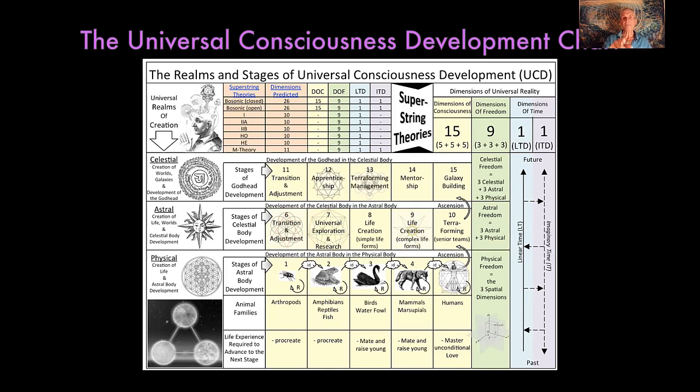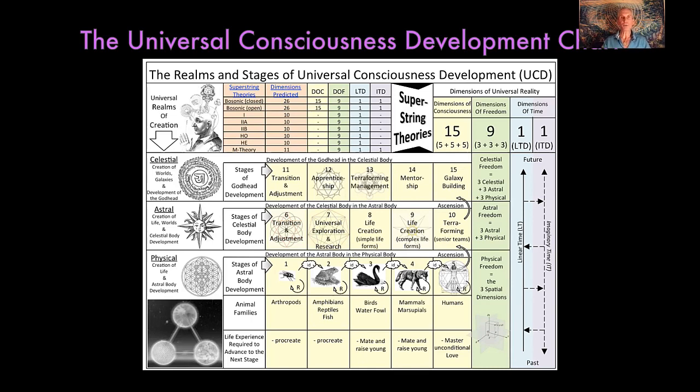So we have 15 dimensions of consciousness plus 9 dimensions of freedom and 2 dimensions of time. That adds up to 26. Well, M theory here only incorporates the 9 dimensions of freedom, these higher dimensions that I spoke of, and 2 dimensions of time. And that's how you get to the number 11. And then the other 5 superstring theories only incorporate the 9 dimensions of freedom and 1 dimension of linear time to predict 10 dimensions.